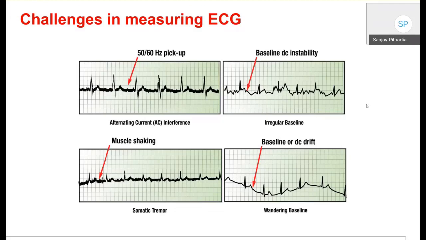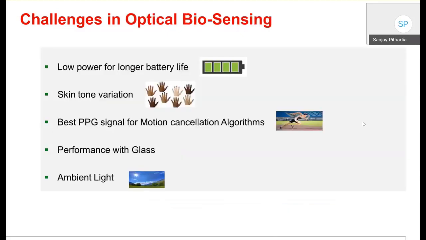Now, if we look into PPG or SpO2 measurement, or optical biosensing, there are also some design challenges involved. For example, typical optical biosensing is battery operated, so again low power is needed for longer battery life, which is also true in the ECG case. There is skin tone variation. There are people with darker skin, people with fair skin, and people with a lot of melanin in their body. So the skin color will vary, and this skin color will decide the amplitude of the signal. That's why it has to be taken care of.